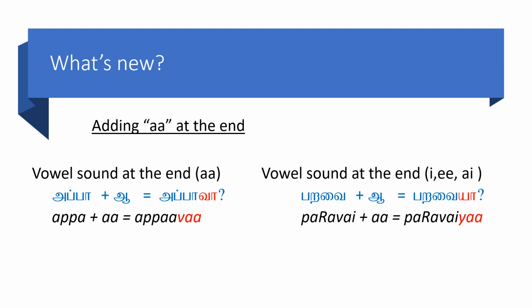If the ending vowel is e or i, it takes ya at the end. For example, paravai ends in i. So it takes ya and becomes paravaya. Kili means parrot. It ends with an e sound. It becomes kiliya. Silandi is spider. It ends with an e sound, so it becomes silandiya.